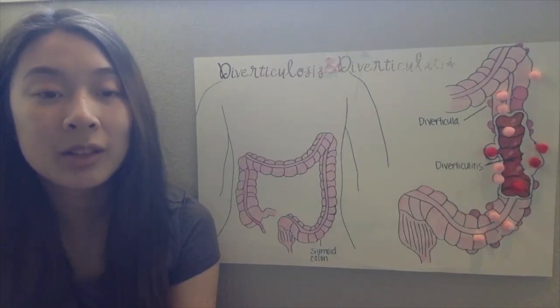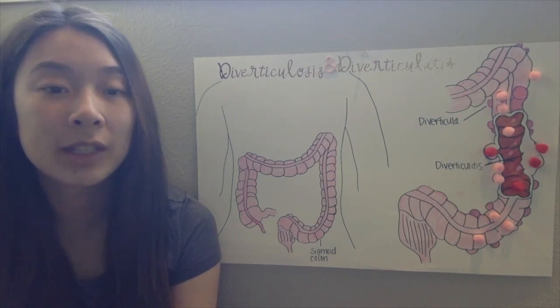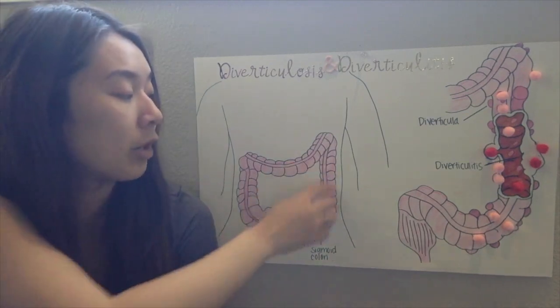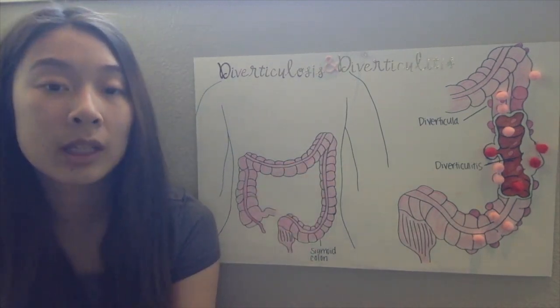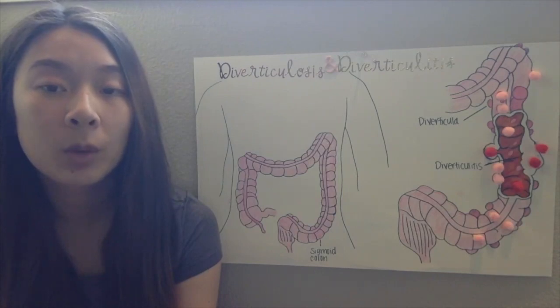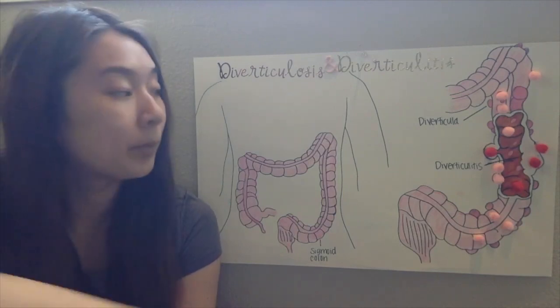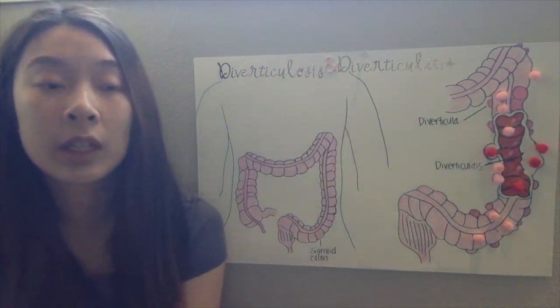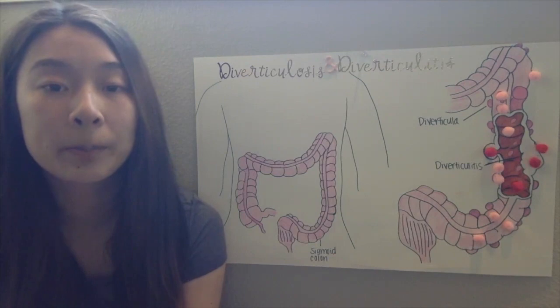Talking about the pathology of diverticulosis and diverticulitis. These two conditions occur in the large intestine. This diagram right here shows what a normal healthy intestine would look like. When there are one or more bulges or pockets, they are known as diverticula. These pink dots here would indicate what diverticula would look like on a large intestine.